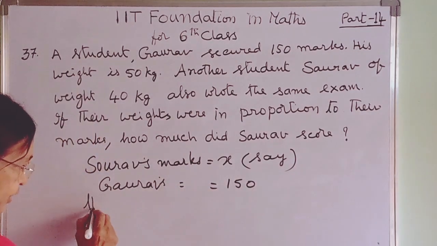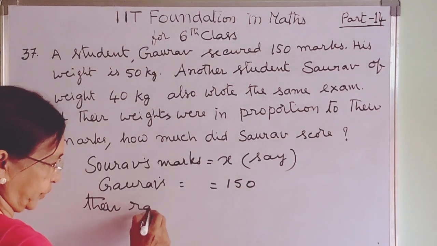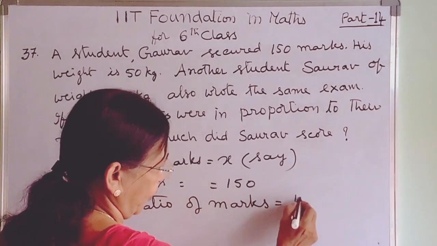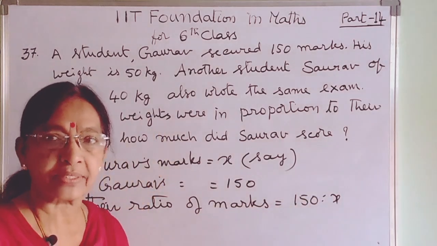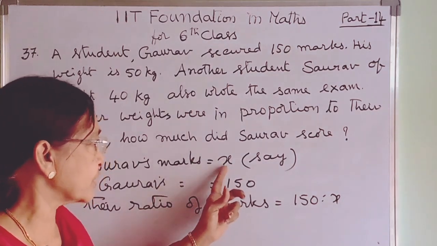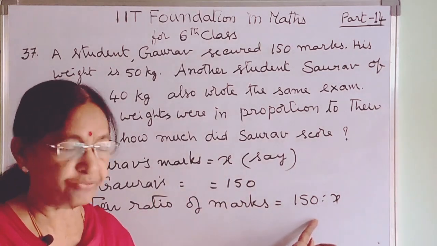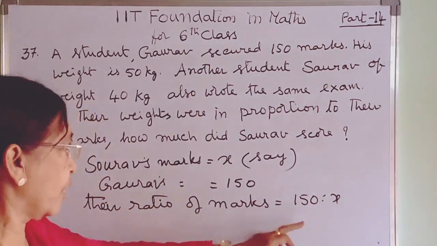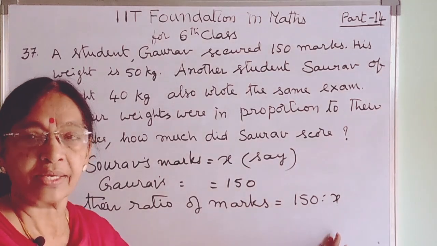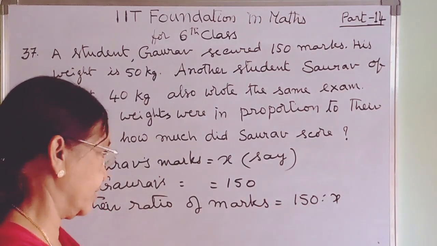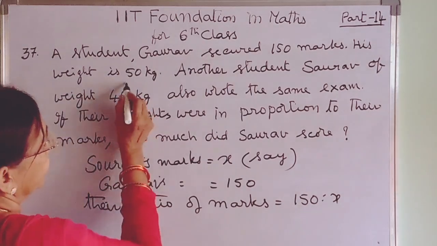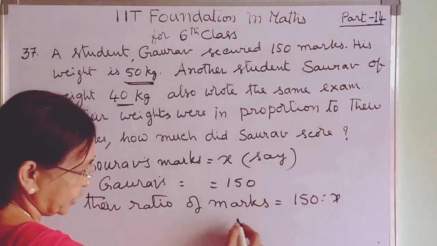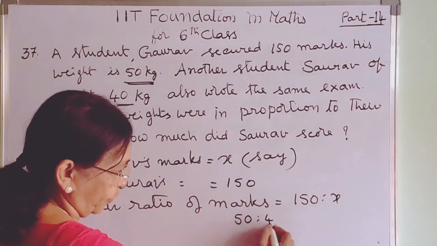Therefore, the ratio of marks is 150 is to X. Marks secured by Gaurav to the marks secured by Saurav are in the ratio 150 is to X, and this ratio is in the ratio of their weights. Gaurav's weight is 50 kilograms and Saurav's weight is 40 kilograms. Therefore, the ratio of their weights is 50 is to 40.